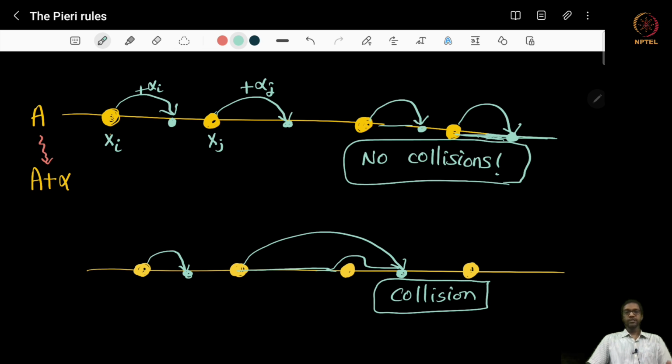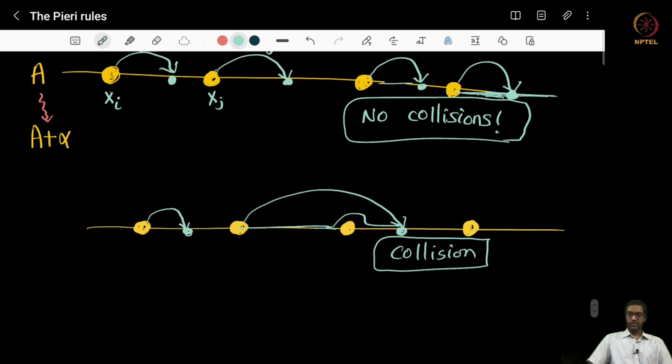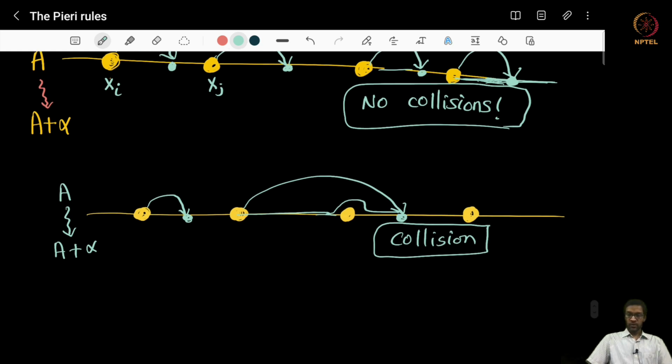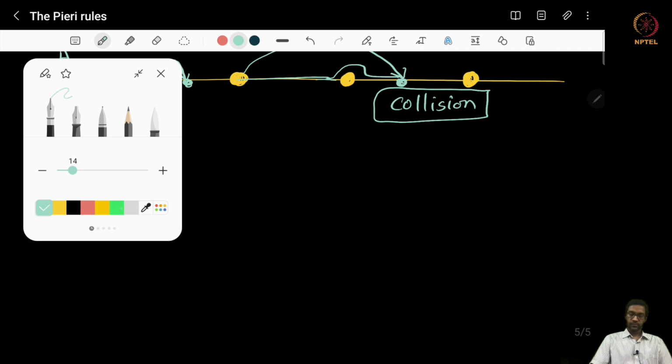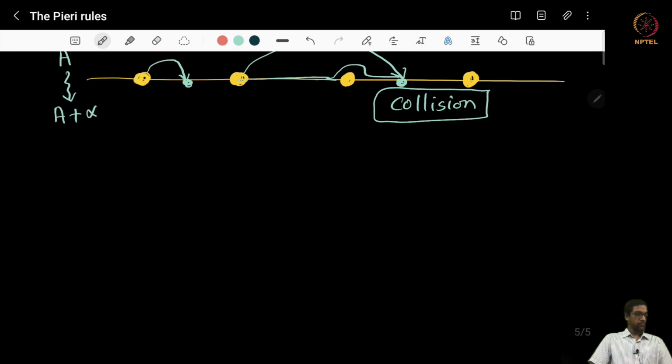No collisions is going to be my very nice case. So there are two cases. When A goes to A plus alpha, it results in at least one collision, or in case 1, A goes to A plus alpha and does not result in any collisions. Now why are we so worried about beads and collisions and so on? That comes from the following statement, which is a rather beautiful statement. So here's a beautiful observation.